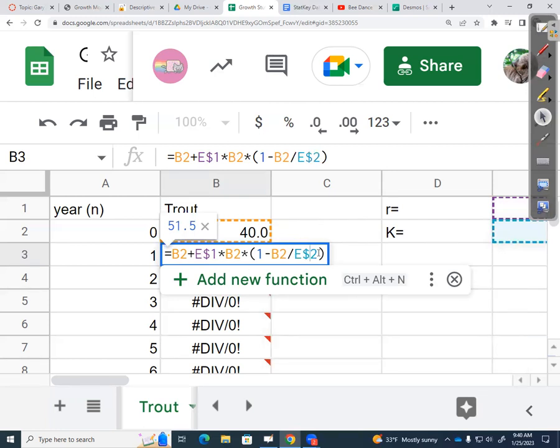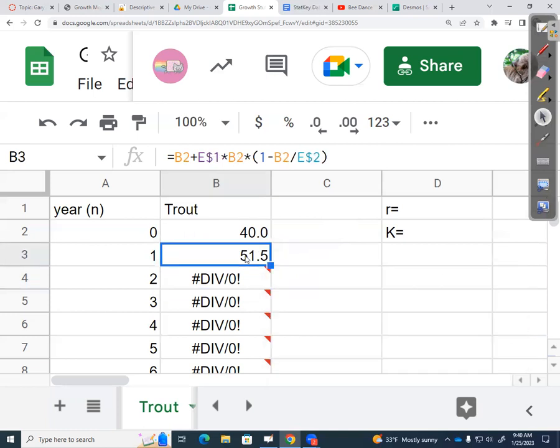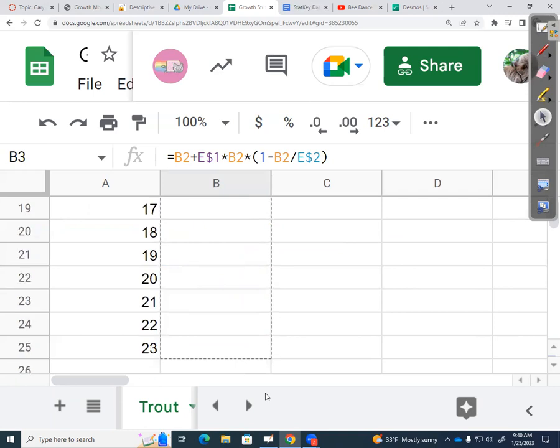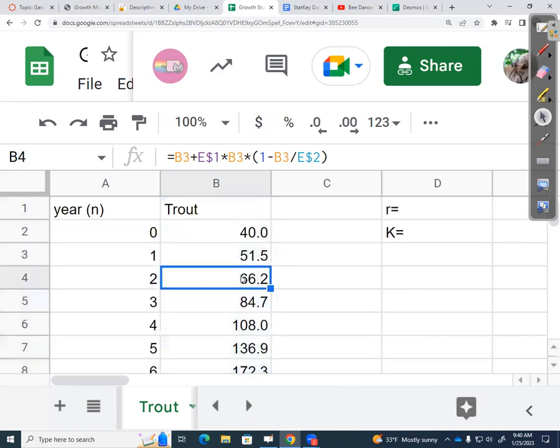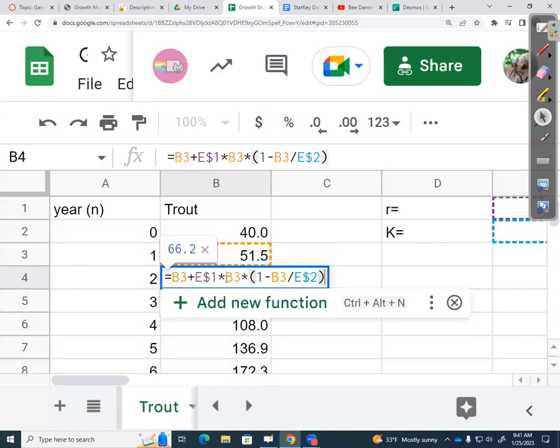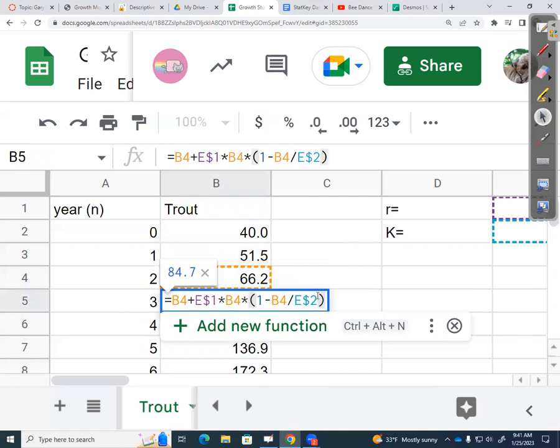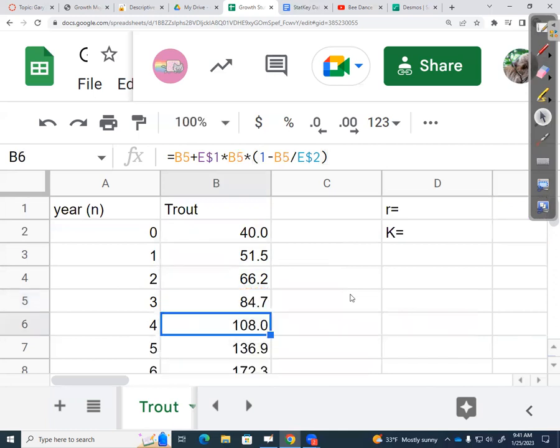So let's just check, hit enter, click back on it, grab that fill button, drag it down as far as you want. Now it's doing good stuff. So I should see that in the next one, it has now B3s with E1 and E2. The next one should have B4s with E1 and E2. So now it's behaving correctly. So again, if you do grab numbers that don't change, you got to make sure to $ the right part of that cell reference to make that work right.